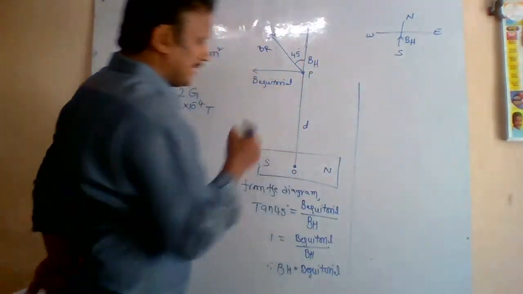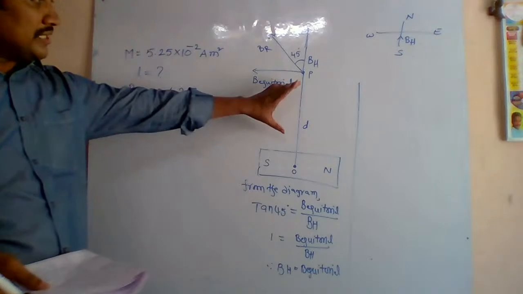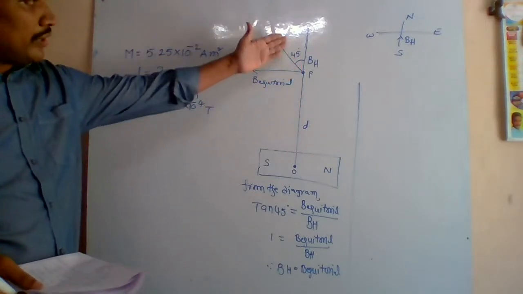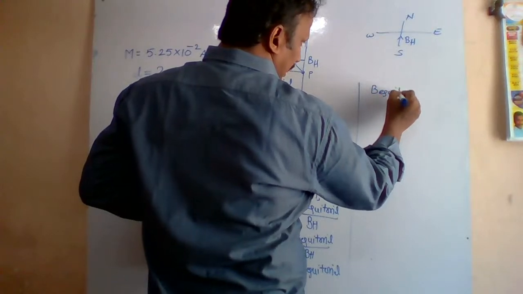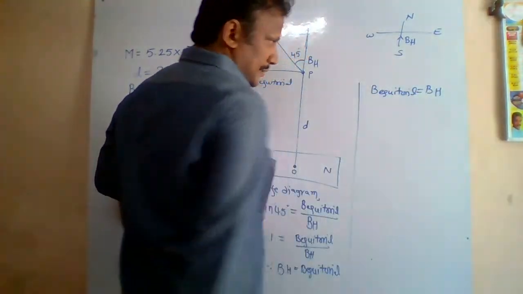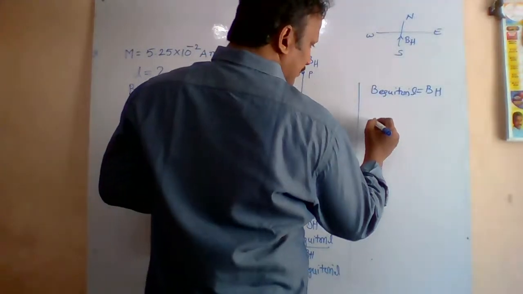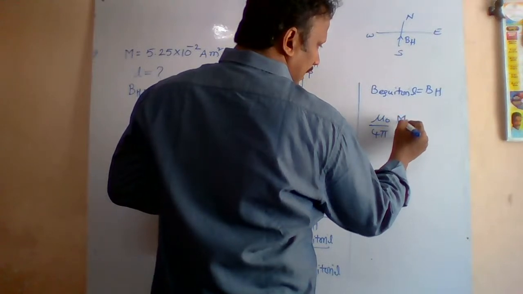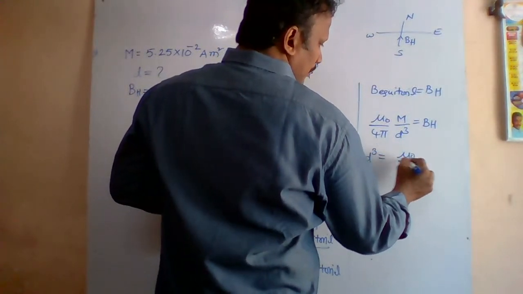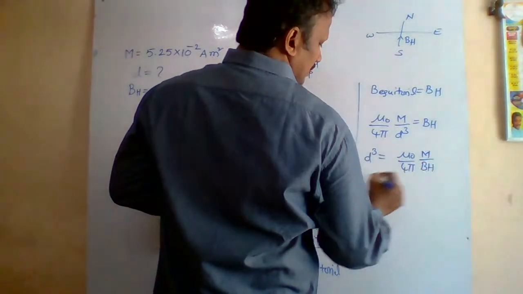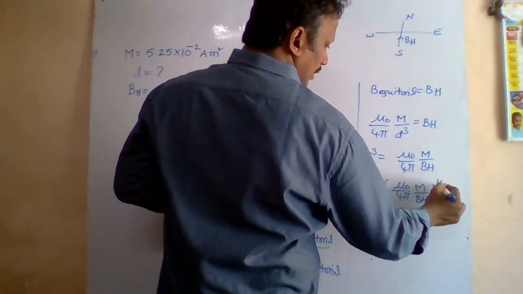Now, you have to find out the distance. From the given data, the relation between BH and B equatorial is that both are equal. How much distance will I take at that point? The resultant is making an angle of 45 degrees, so B equatorial is equal to BH. What is the formula of B equatorial? This is especially for a short bar magnet. What is the expression for B equatorial? Mu naught by 4 pi into M by D cube is equal to BH. Therefore, D cube is equal to mu naught by 4 pi into M by BH. Therefore, D is equal to mu naught by 4 pi into M by BH whole power 1 by 3.